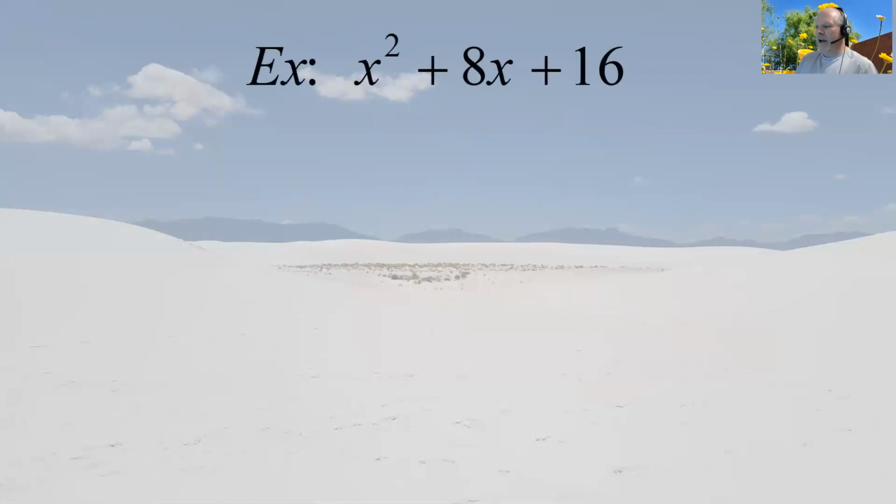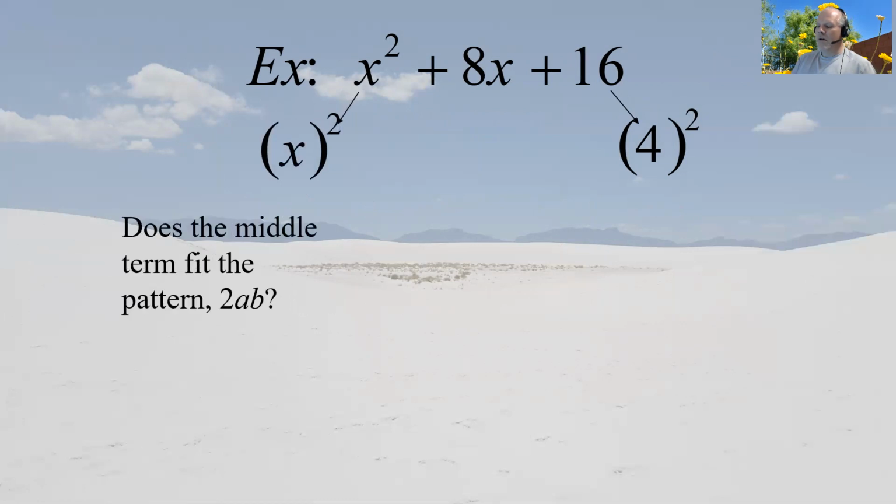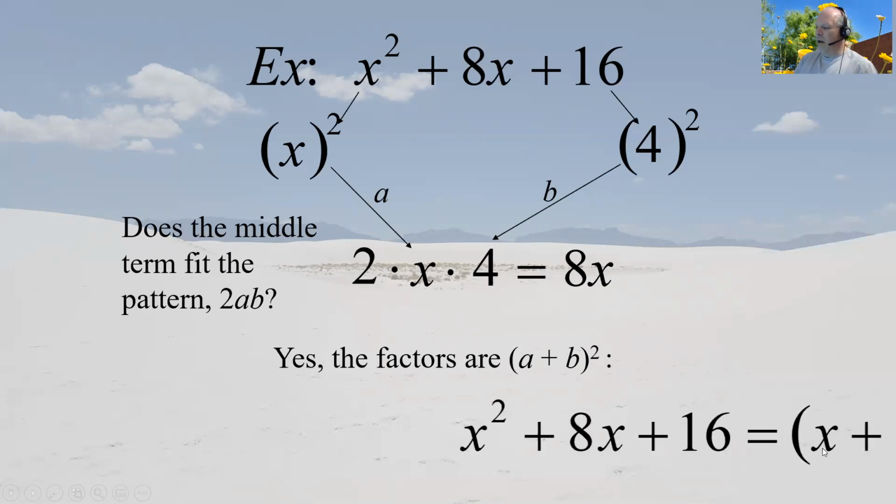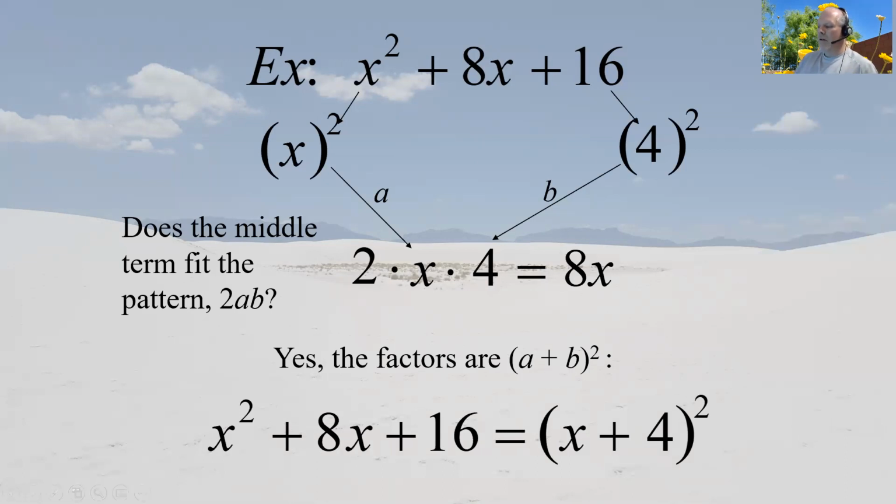So for example, let's factor this trinomial. We could use guess and check, but we don't need to, because we can see that x squared is a perfect square. We can see that 16 is a perfect square. And when we square root x squared and we square root 16, we get x times 4. And then if you double that, you get 8x, which is the middle term. So that means that we can factor this trinomial just by putting the square root of x squared plus the square root of 16 and then square it. So we get x plus 4 squared, because x is the square root of x squared and 4 is the square root of 16.